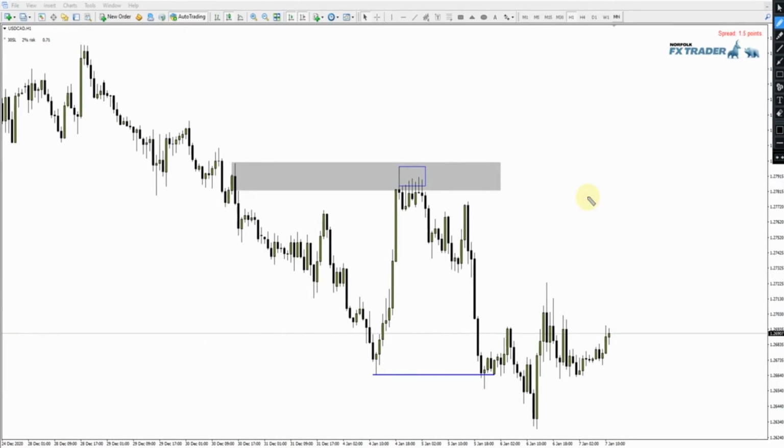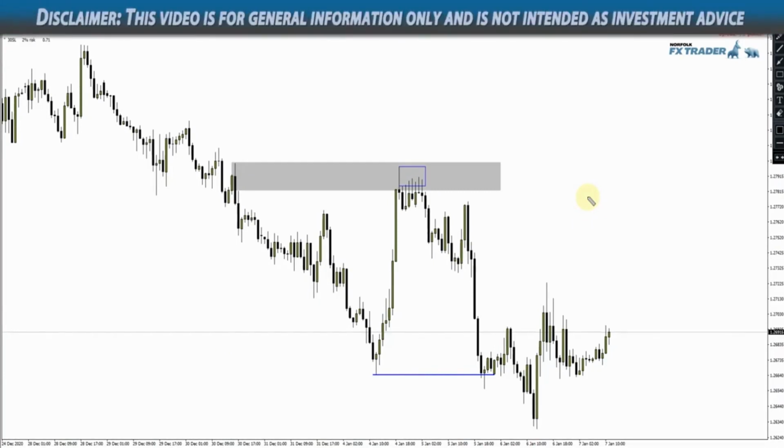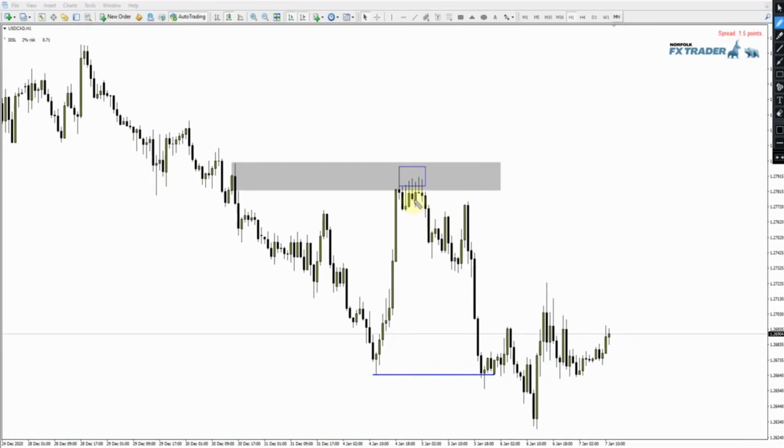So I'm going to get straight into this setup, going through why it's a great time to look to take a trade, and then we'll go through how I qualified this trade for the entry. Let's go through exactly how you would do this and approach this in your trading.